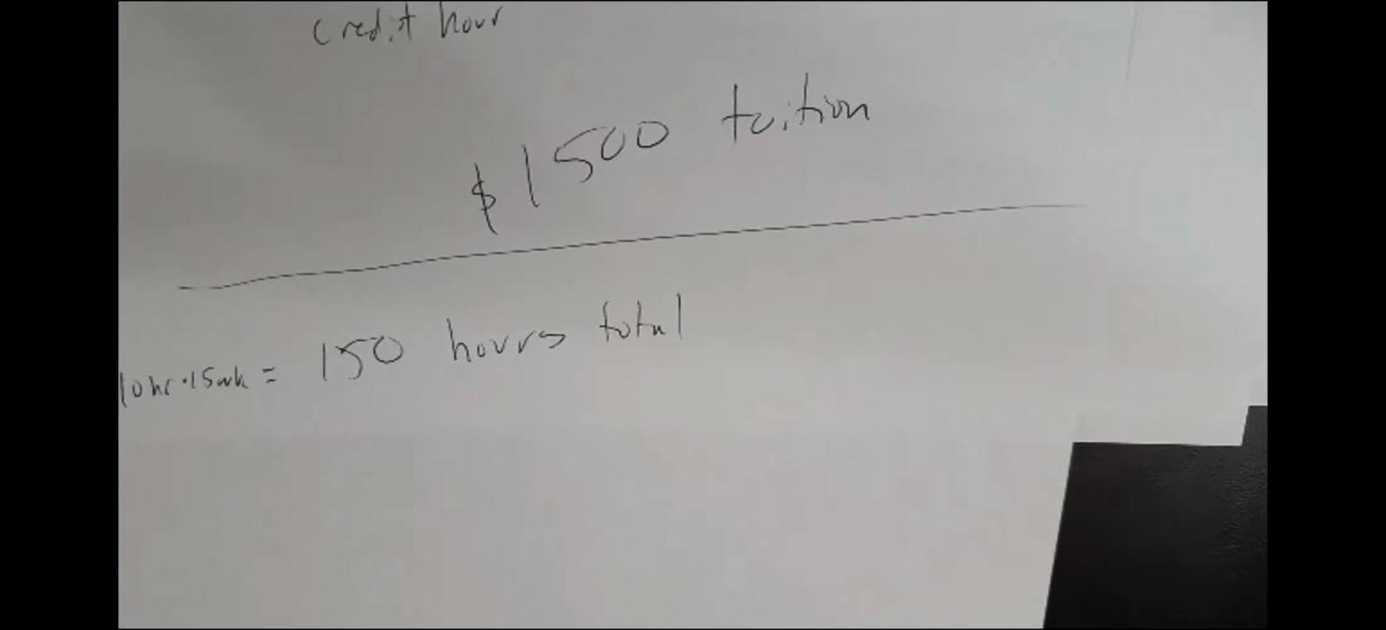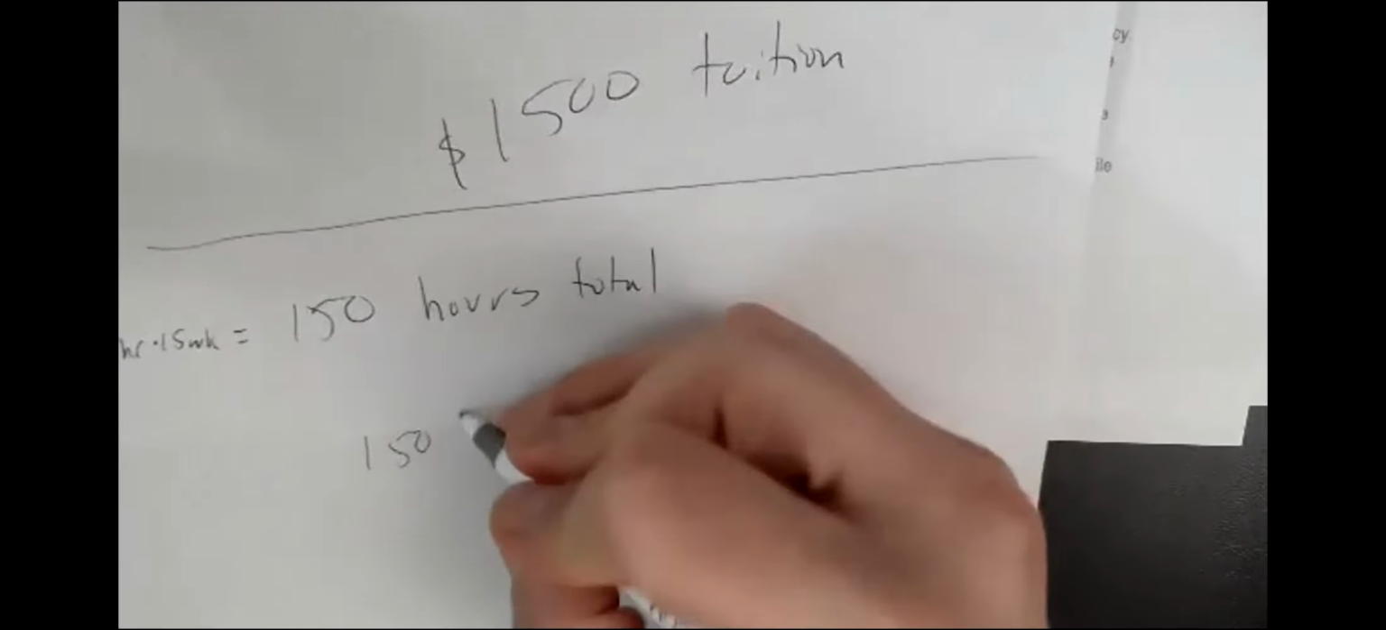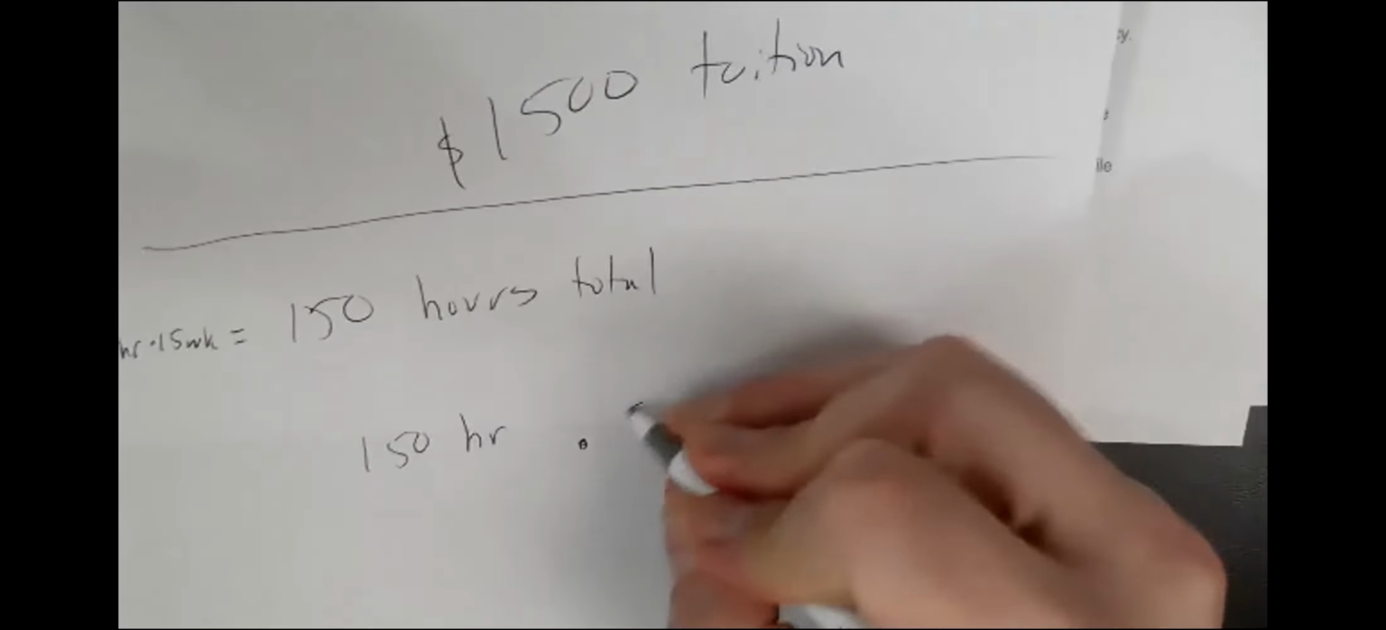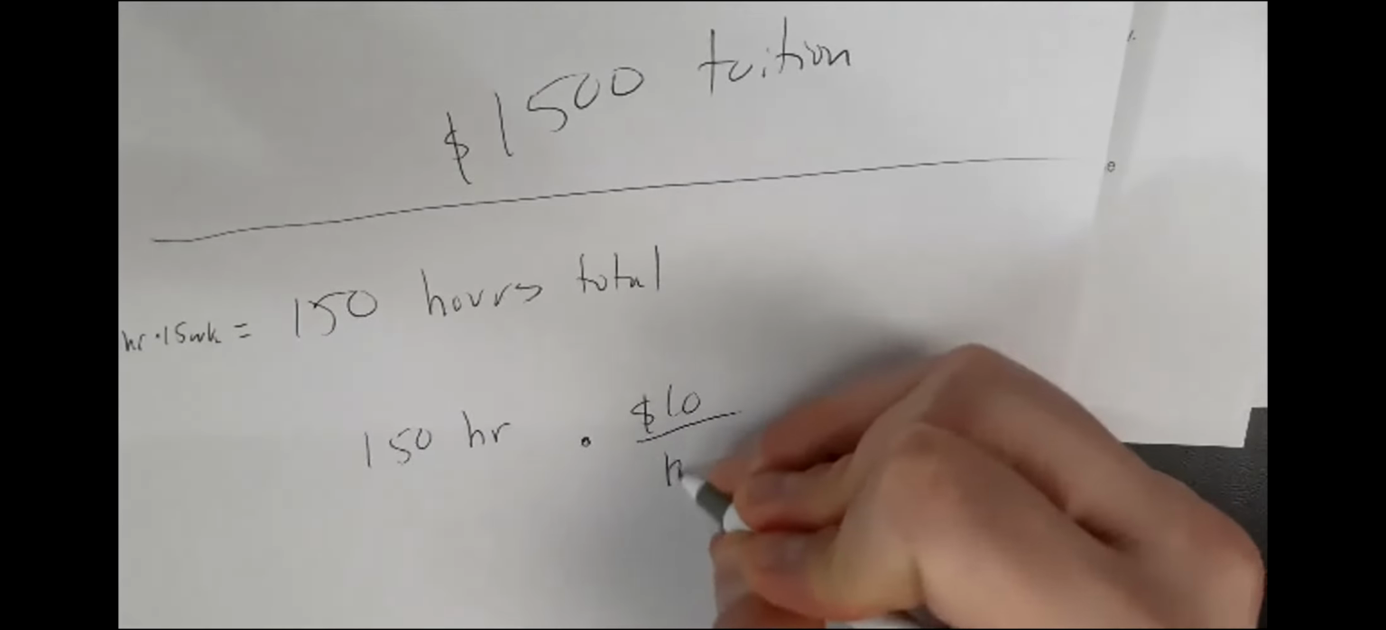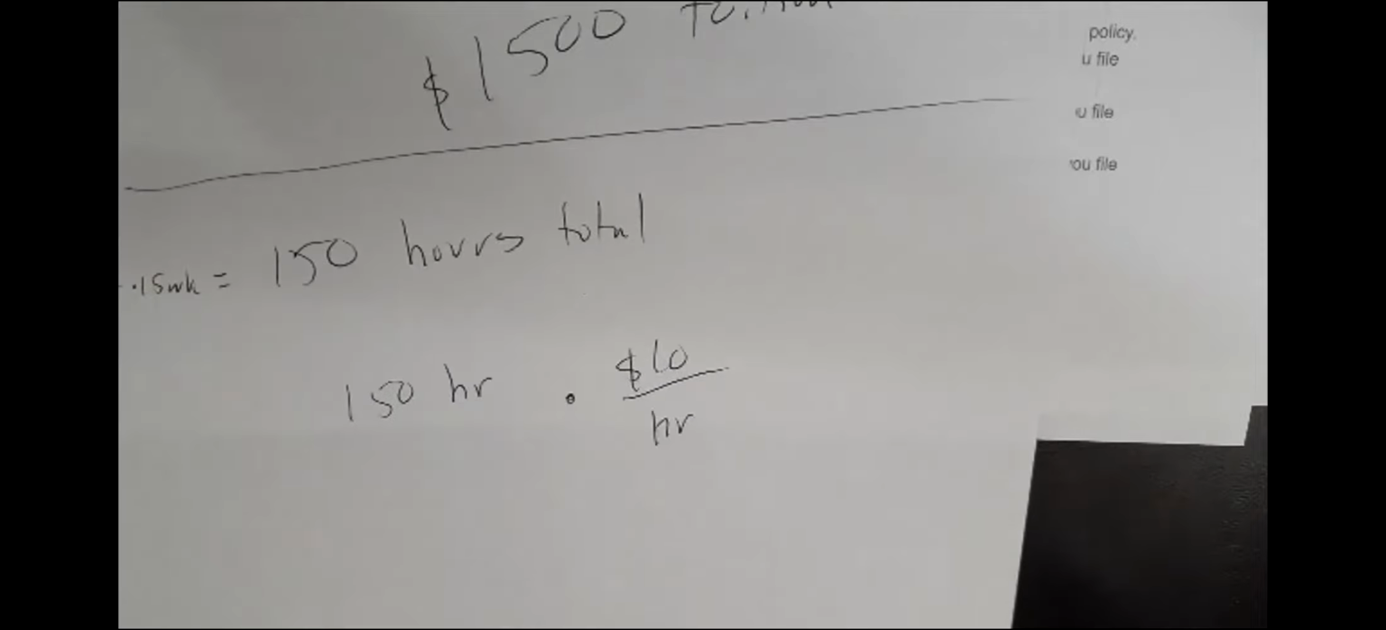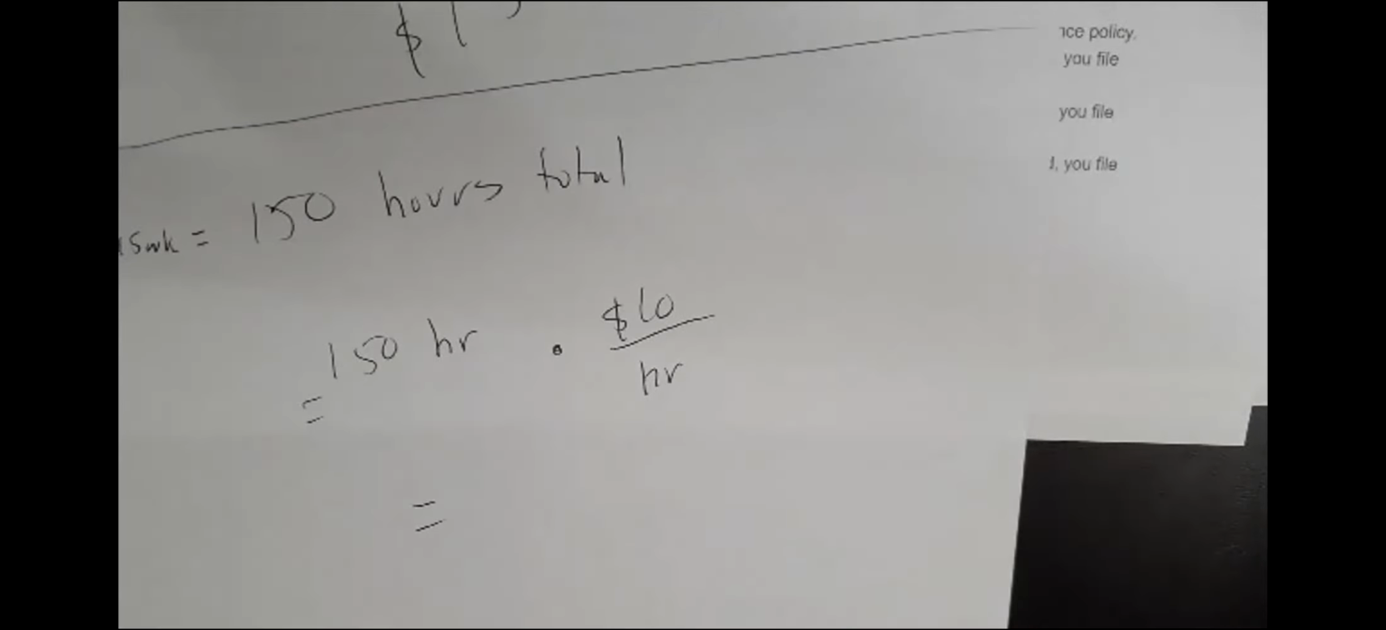So what are we doing? $10 per hour for 150 hours? So how much are you getting paid for 150 hours at your other job? $1,500. Yep.